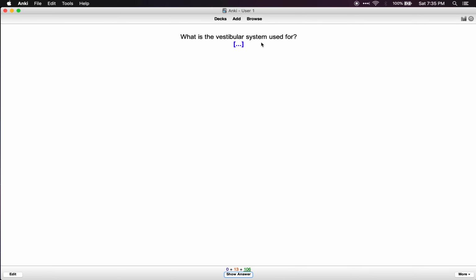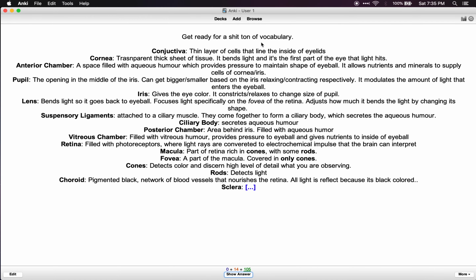The vestibular system is located in the inner ear, and it's used for balance and spatial orientation. The sclera absorbs light, and it's the white of the eye. Well, actually, it reflects light. I don't know. It absorbs light.